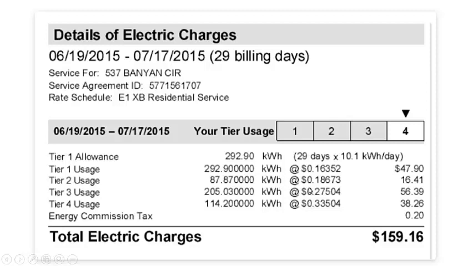So for this 292.9, at this rate, it comes out to be 47.87, this one comes out to be 16, 205 point this, it comes out 56, and 114 point this multiplied with this, it comes 38. And total energy consumption tax is 0.2. The total bill comes to $159.16. So this is a type of block meter rate, where the blocks are charged differently for different blocks. So this is one more electricity bill.